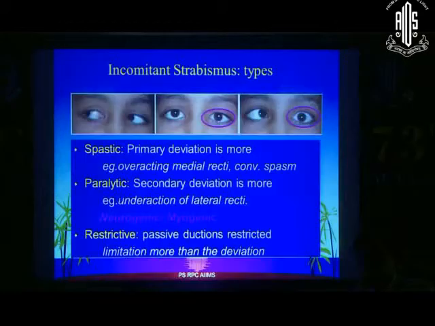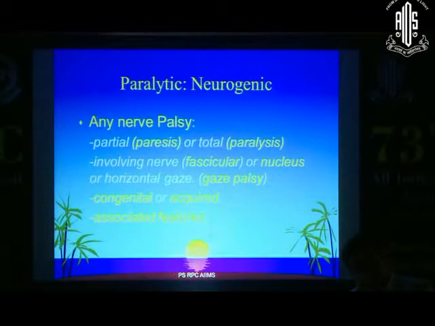Paralytic strabismus is really a big subject, and this will be an overview, just highlighting the important points. As we all know, concomitant strabismus could be spastic, paralytic, or restrictive, and the paralytic is one in which the secondary deviation is more than the primary. It may be neurogenic or myogenic, and the restrictive ones classically can be distinguished because the limitation of movements is more than what you would expect from the ocular deviation.